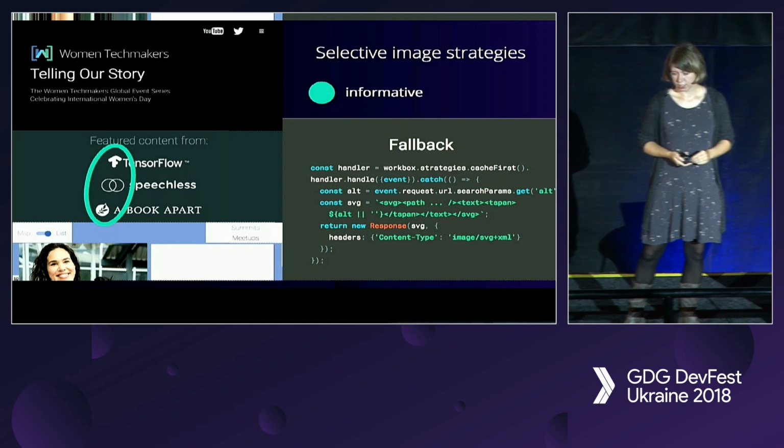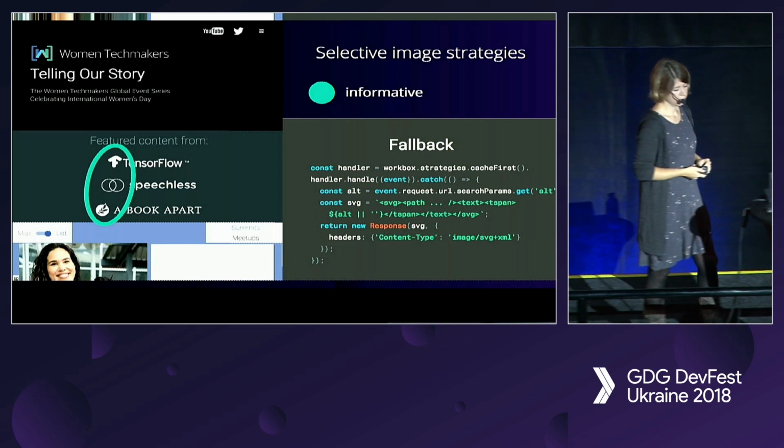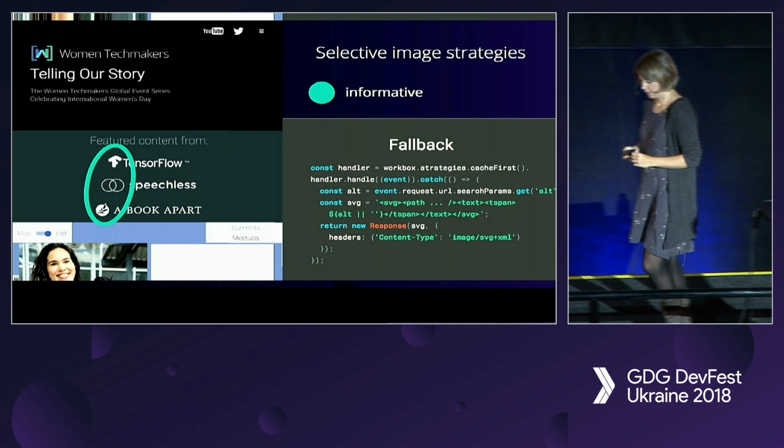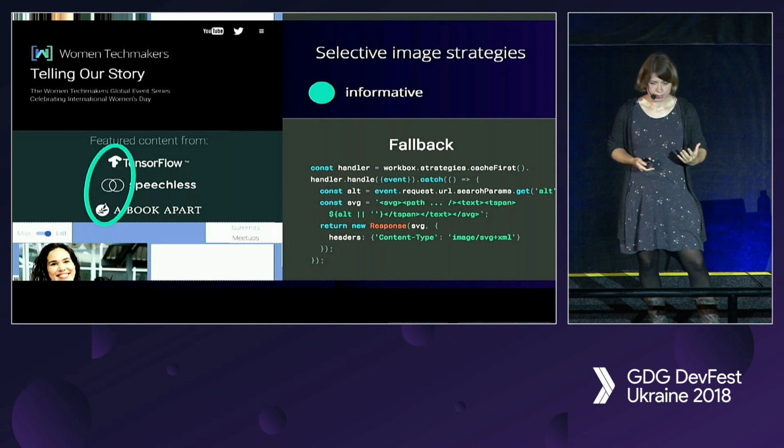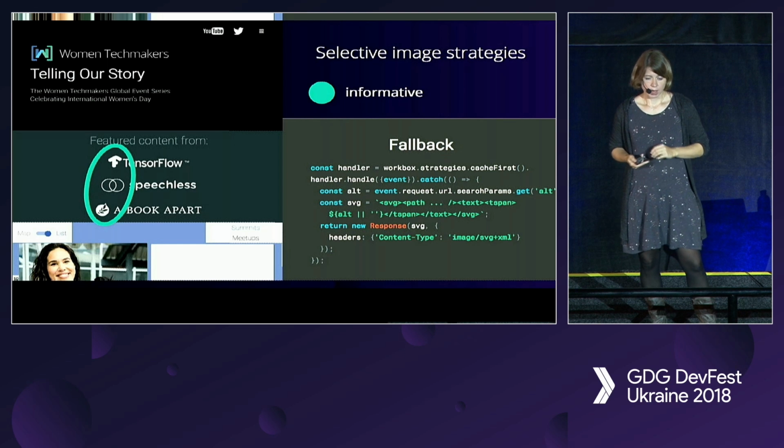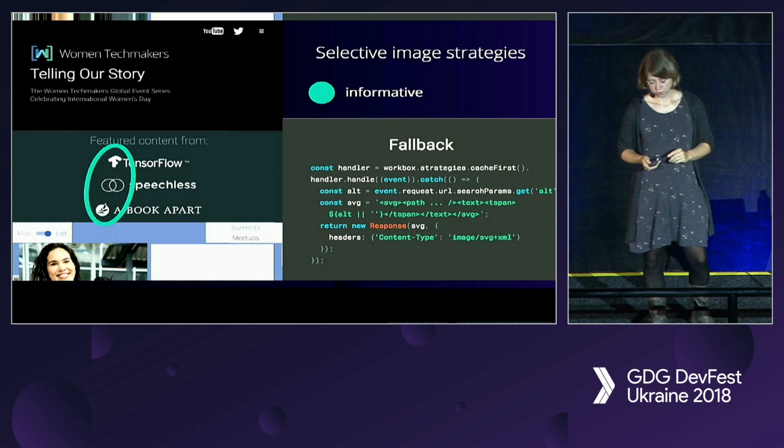And informative strategies, that's the custom handler I showed you before, with the difference that here I actually also use some metadata I get in the fetch event to add information, in this case the name of the project, to the response.